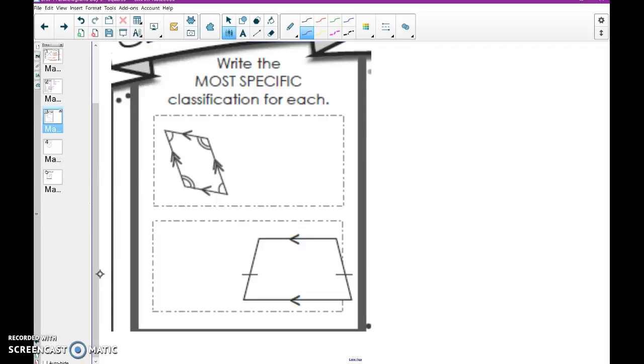Can we say it's a rectangle? Well, no, there's no right angles, so rectangle and square are out. So that leaves us with either parallelogram or rhombus. Well, do we know anything about the sides besides the fact that they're parallel? No, so we're just going to call it a parallelogram. That's the best we can say with the information given. We can't really say more than that.